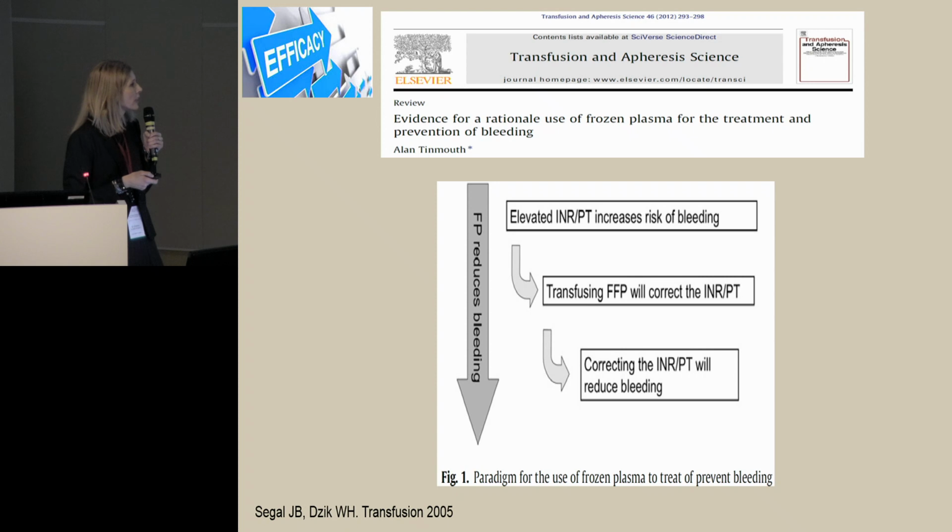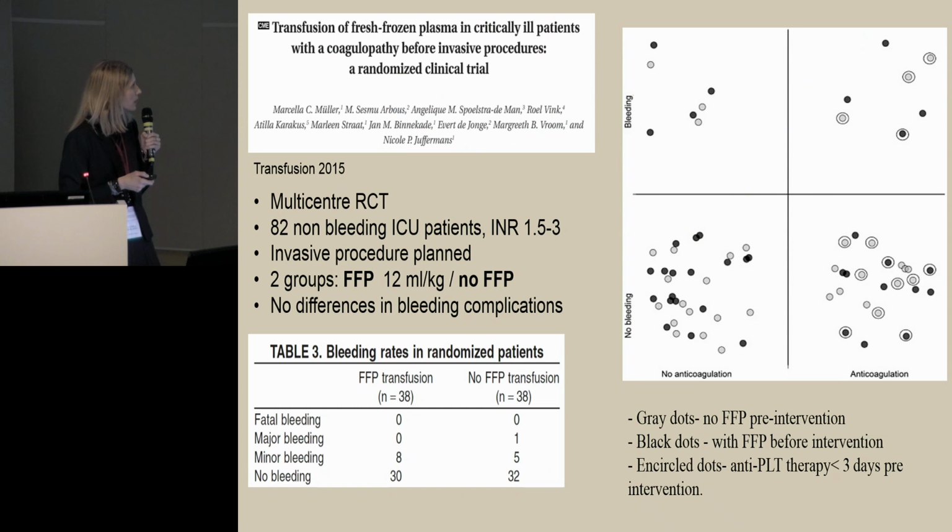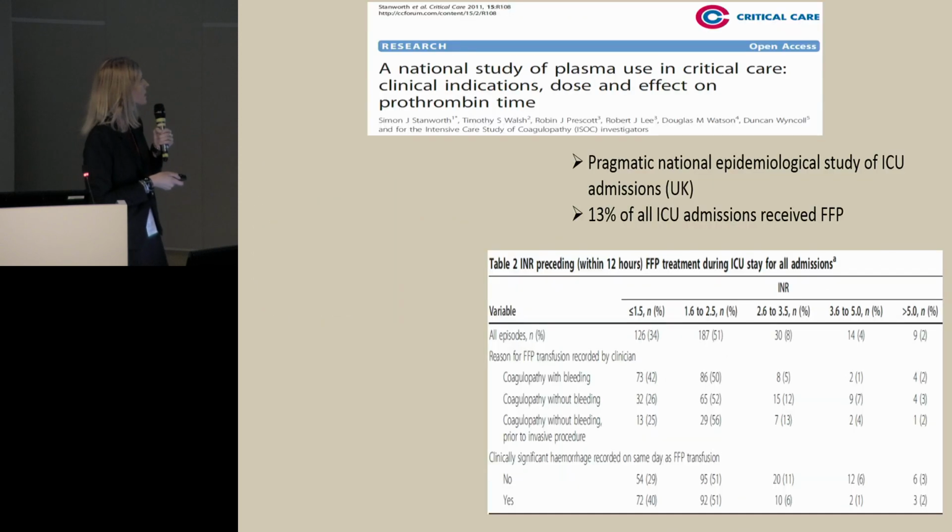And the third one, if we corrected the INR or the PT, we will have less bleeding. I will show you this study. This is a randomized trial, but we have similar data also from many, many observational studies. In this study, they included non-bleeding ICU patients with prolonged INR, who were supposed to be submitted to invasive procedures, and they divided them into 2 groups. One of them received FFP, one of them did not receive FFP. No differences in bleeding complications. So it seems that the correction of the INR does not influence the risk of bleeding, of course, in patients not on vitamin K antagonists.